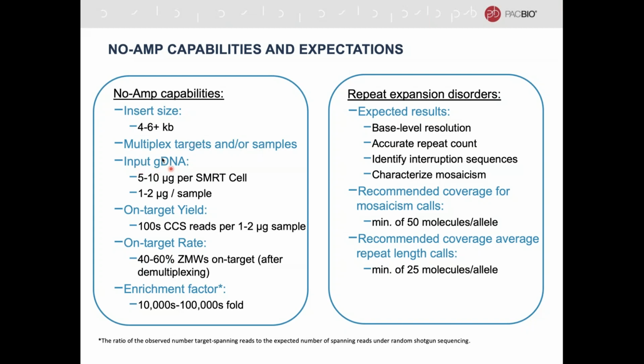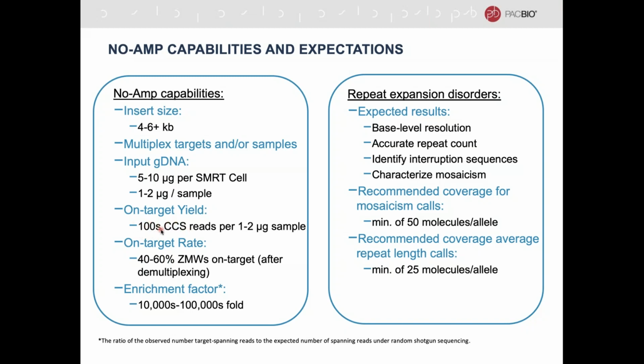Now, the input genomic DNA needed is really dependent on your multiplexing level. So again, it's 5 to 10 micrograms per SMRT cell, and you can then subdivide it up if you are multiplexing samples. So what you're really looking at in terms of the on-target yield is that you're going to get hundreds of CCS reads.